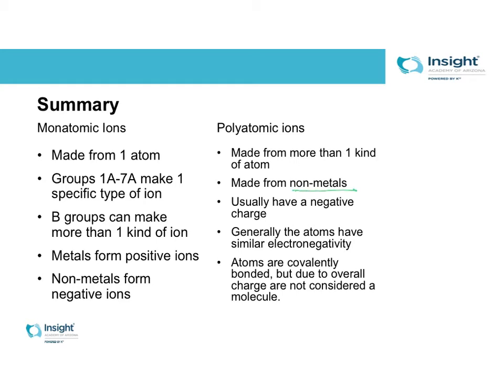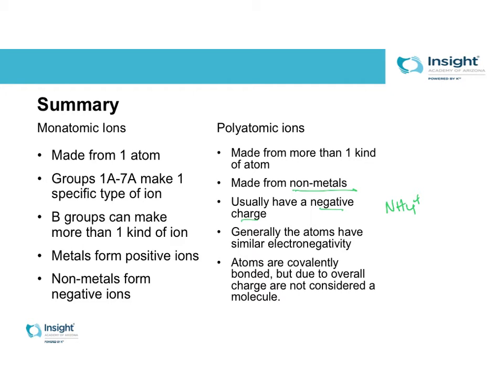Polyatomic ions are always made from nonmetals. Most of the time they have a negative charge. There was a common one you'll see that doesn't follow that rule is ammonium. The atoms that connect together to form the polyatomic ion generally have similar electronegativities, which is why they're all nonmetals. Nonmetals are all kind of in the same area on the periodic table and have those high electronegativities.